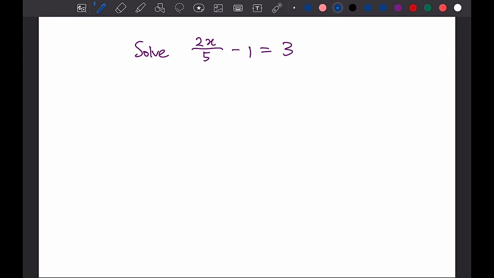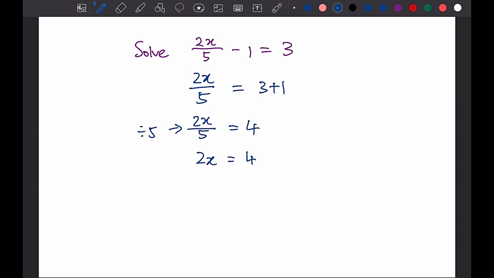First, consider that this is a minus 1. So we have 2x over 5 minus 1. Opposite of minus is plus. So 2x over 5 equals 3 plus 1. We simplify that as 4. Then next, consider that this is a divide by 5, so on the right hand side it's going to be times 5. So 2x equals 4 times 5, which gives me 20.